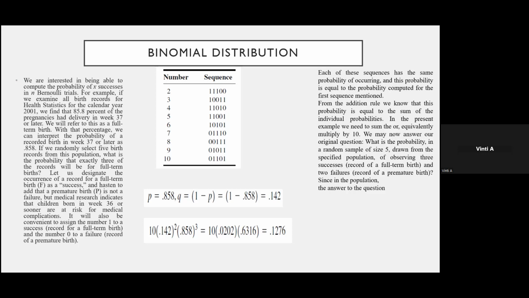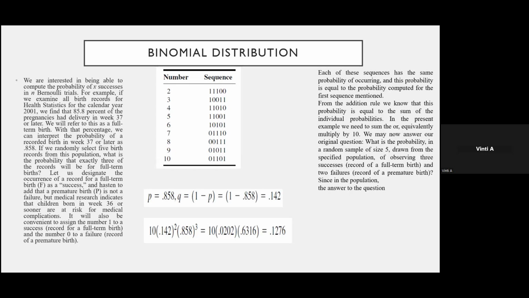So they did a calculation, and the original question is: what is the probability, in a random sample of size 5 drawn from the specified population, of observing 3 successes, a record of a full-term birth, and 2 failures, a record of a premature birth?